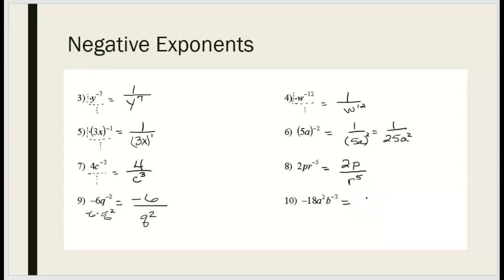All right, hopefully you had a chance to do that. Negative 18, not raised to a negative exponent, so it stays put. The a to the second power, that's not a negative exponent, so it stays put. B to the negative third, though, that is a negative exponent, so my b to the third goes to the other level of the fraction. And there you go. In a nutshell, that is negative exponents. If you have any questions, please let me know.